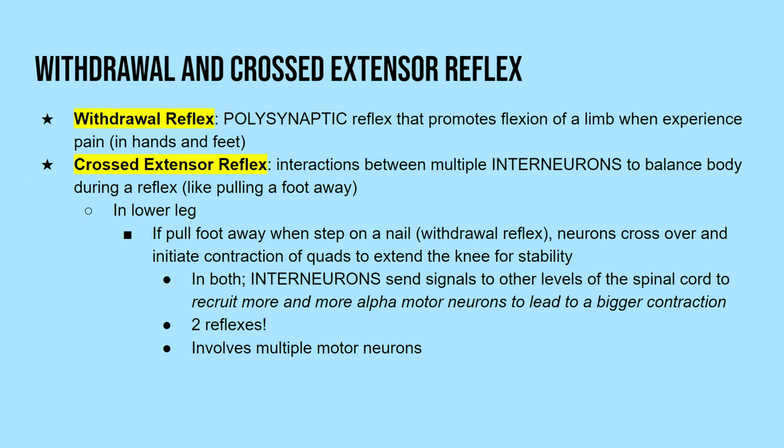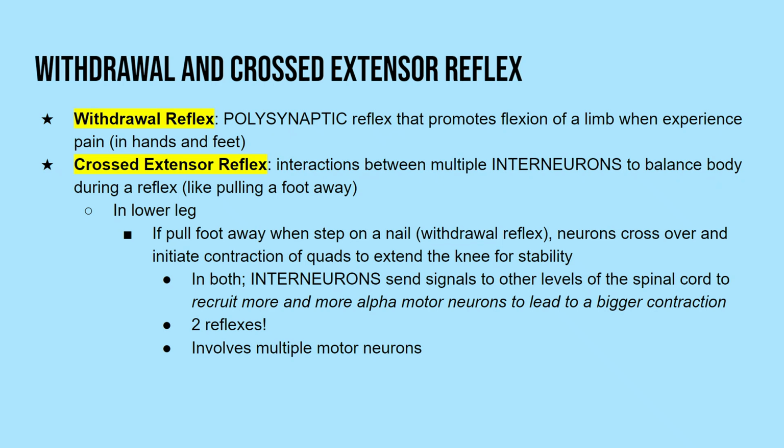So here's the withdrawal and crossed extensor reflex. So this is just like a bunch of reflexes working together. The withdrawal reflex is a polysynaptic reflex that promotes flexion of a limb when you experience pain. So basically, a bunch of neurons are used to make your body respond to a painful stimulus, and they're all a part of a reflex arc.